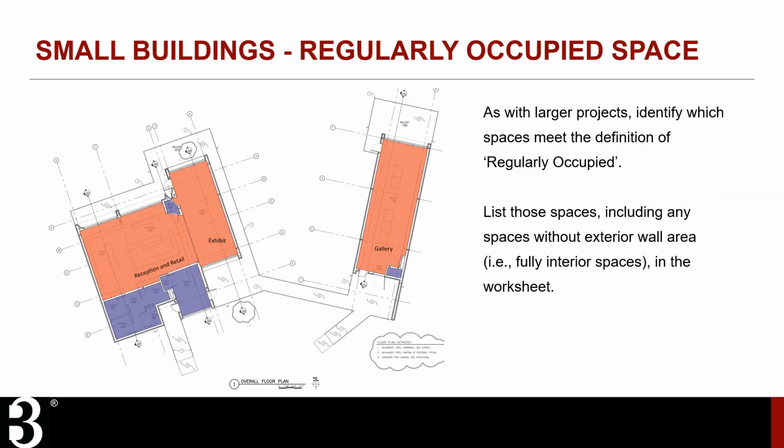For the small buildings option, as with other compliance options, each regularly occupied space is identified and listed. The list of regularly occupied spaces should include any rooms or spaces that do not have exterior wall area. These spaces will not count against the calculation for compliance.